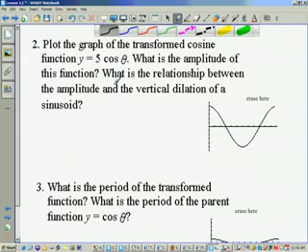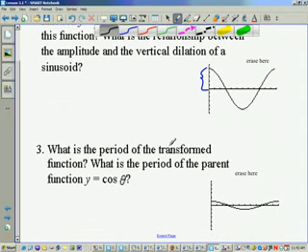Now plot the graph of this transform function y equals 5 cosine of theta. What is the amplitude of the function? So here's this graphed already. So the amplitude is how much it increased. So the amplitude of the function is 5. What is the relationship between the amplitude and the vertical dilation of the sinusoid? Well, the vertical dilation is the amplitude.